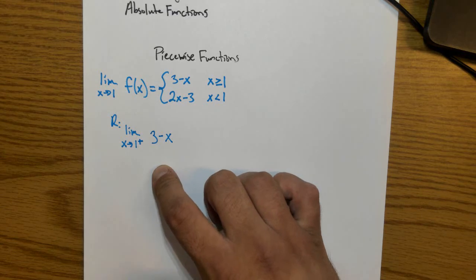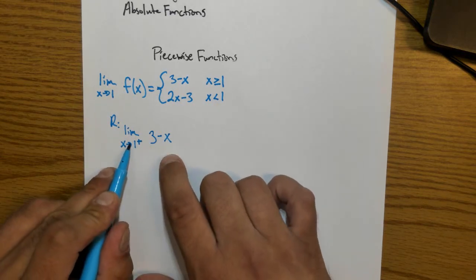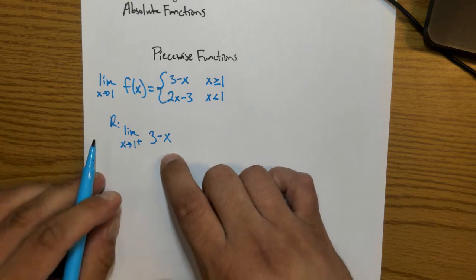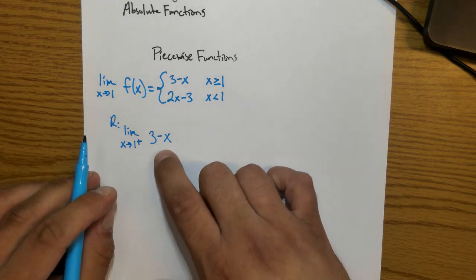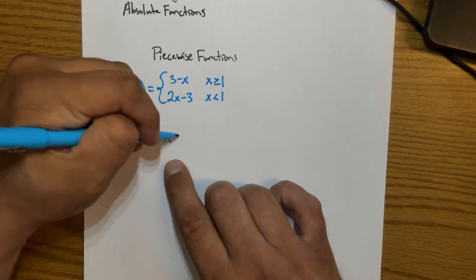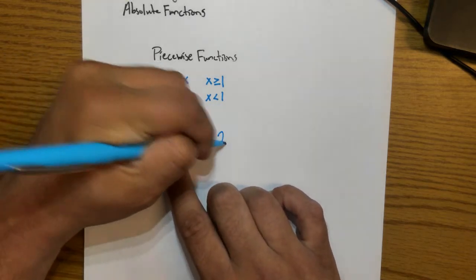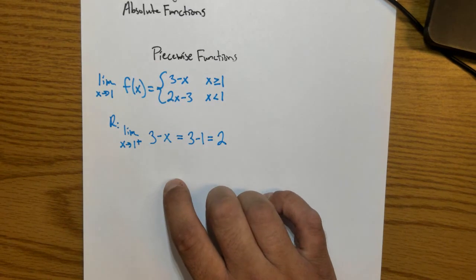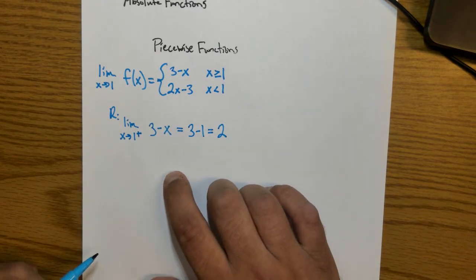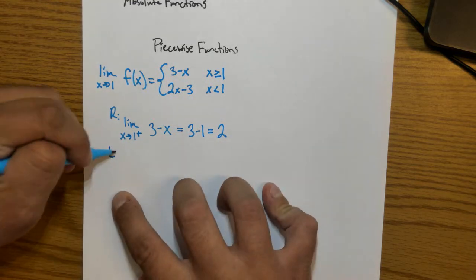Well, this is an easy one. We can actually just plug this in, can't we? We're not worried about the denominator being 0, and we don't have any square roots or anything. So let's just plug in 1 and see what we get. 3 minus 1 equals 2. Now I want to do the exact same on the left-hand side and see if we still get 2. So let's go ahead and do that.